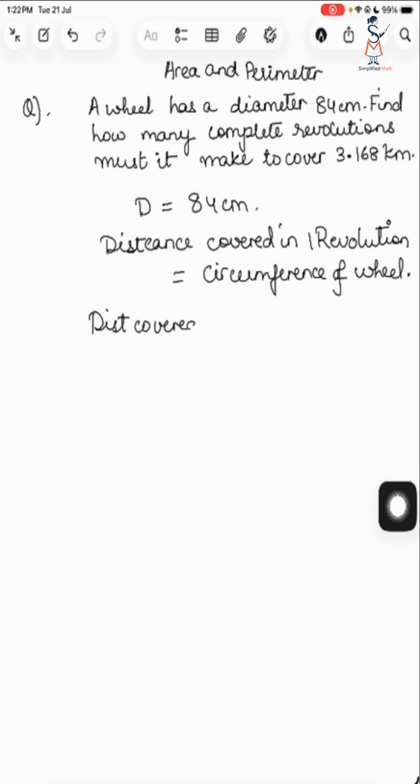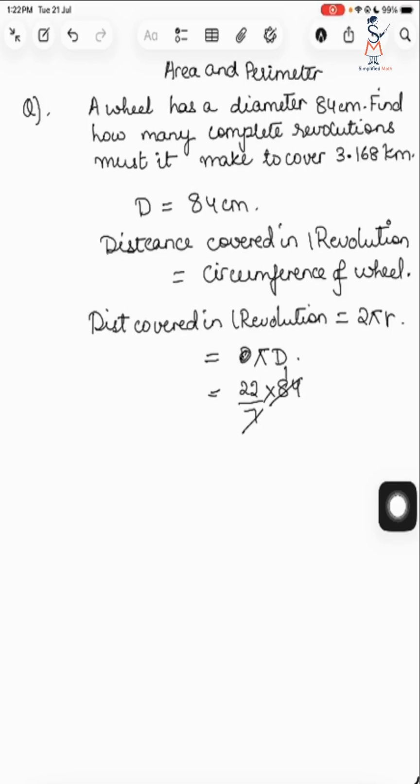Distance covered in one revolution will be 2 pi r, that is the circumference, that is pi into d. That is pi into d, which is 22 by 7 into 84. 7 ones are 7, 7 twelves are 84. 22 into 12 is 264 centimeter. So this is the distance it will cover in one revolution.